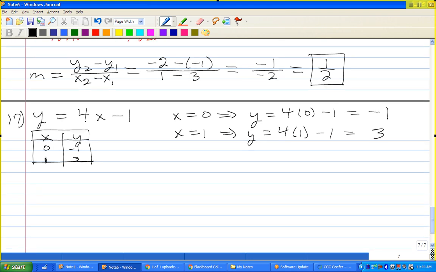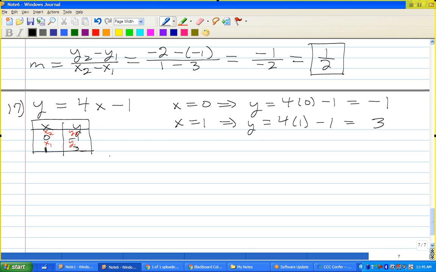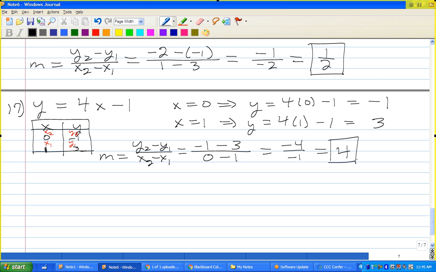Okay, so let's call this x2, y2, x1, y1. So the slope is equal to y2 minus y1 over x2 minus x1. So negative 1 minus 3 over 0 minus 1. So I get negative 4 over negative 1. Negative divided by negative is positive. And so I get a positive 4. Good.